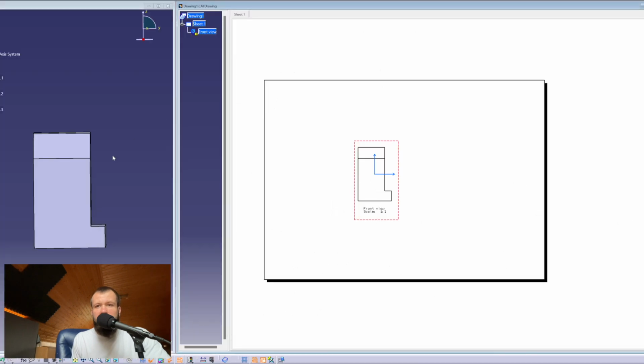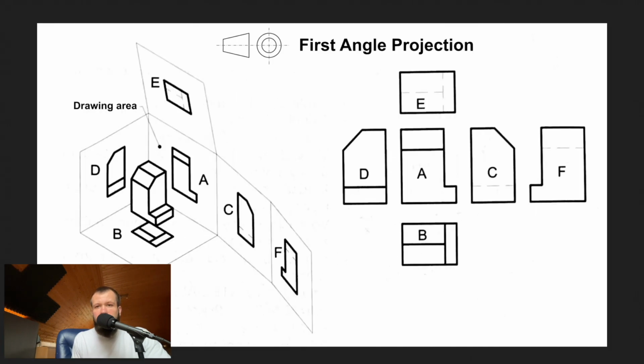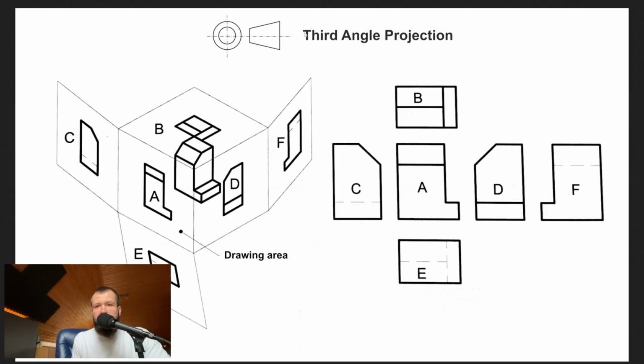The projection symbols are here. This symbol is used for the projection method in the first quadrant, and this symbol is used for the projection method in the third quadrant.